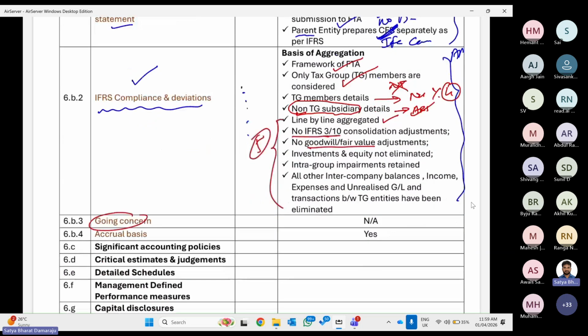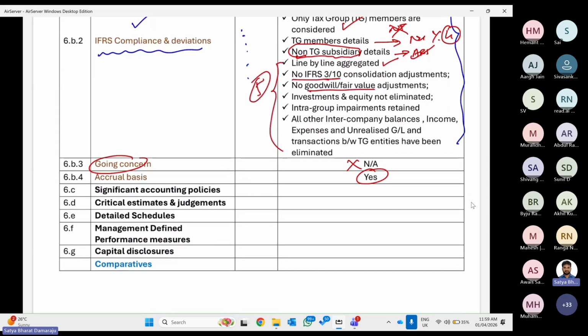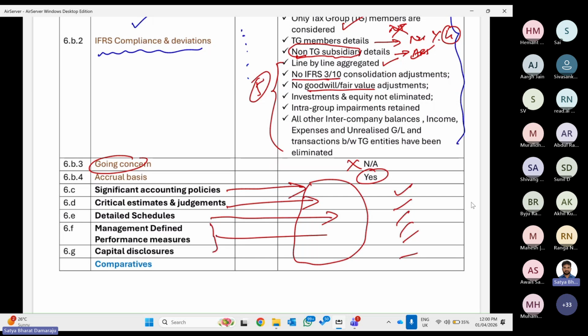And we'll talk about going concern, which is not required in AFS. Accrual basis, of course, we are following accrual, so you have to mention that. So likewise, they have given, in comparison with the CFS, what are all the requirements in the AFS. This is more or less the same, like the way we present in the CFS: all the significant accounting policies to be presented, critical adjustments to be presented, detailed schedules to be given. Management discussion, going forward, maybe this is also required, or maybe they will ignore these two. For now, they are silent.